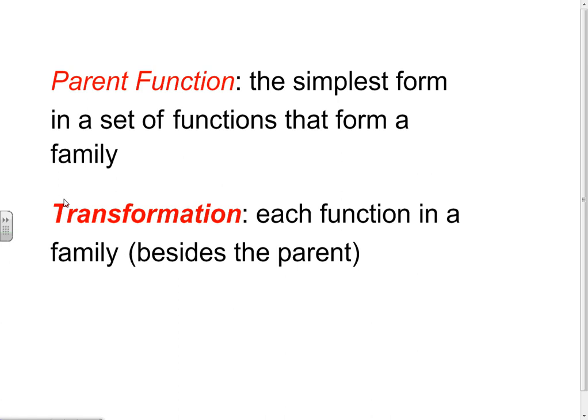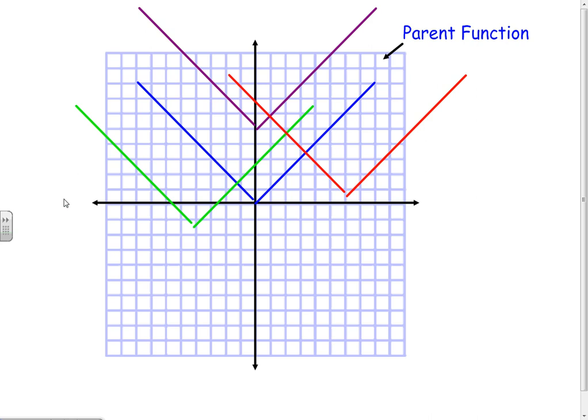A parent function is the simplest form in a set of functions that form a family. So the parent function is basically the graph that hasn't been moved in any way, shape, or form, or stretched, compressed, which is something we'll get to in a little bit. It hasn't been changed. It's at its most basic form. If you change it or move it in any way, shape, or form, it's called a transformation. So everything that happens to that equation from its parent is called a transformation because it's different just a little bit.